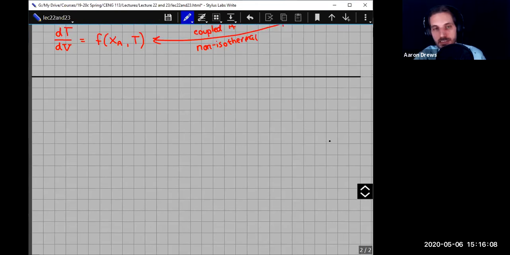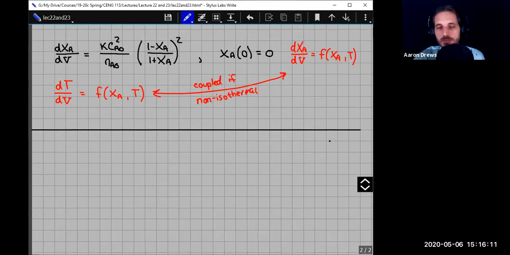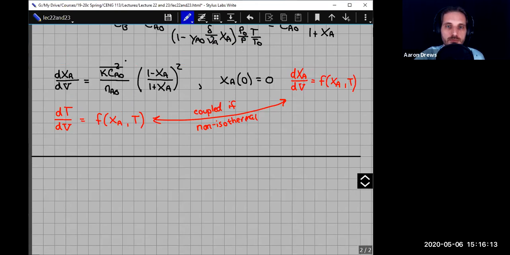Now for something completely different. Let me leave these up here. I forgot to mention, we got the right answer. I didn't even write this. I just have to erase this.